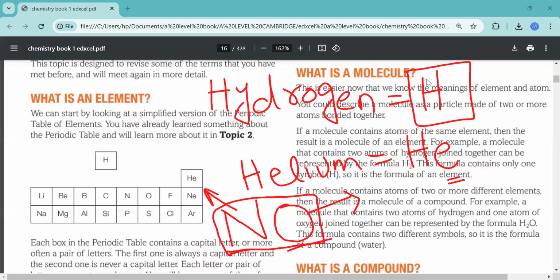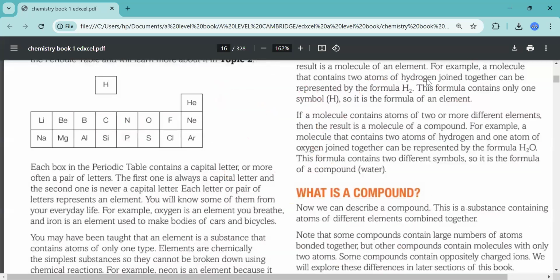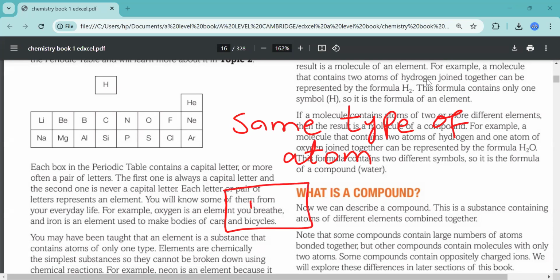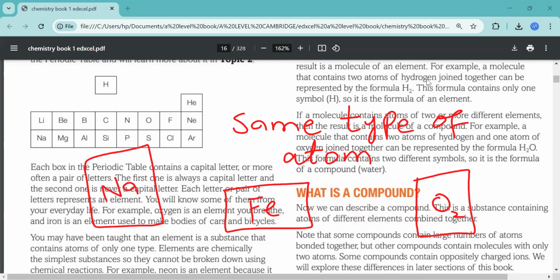Now, what is an element, a proper definition? An element contains the same type of atoms. Think of a box that contains only iron atoms, a container that contains only oxygen, another container that contains only sodium atoms. We will consider each of them as an element.